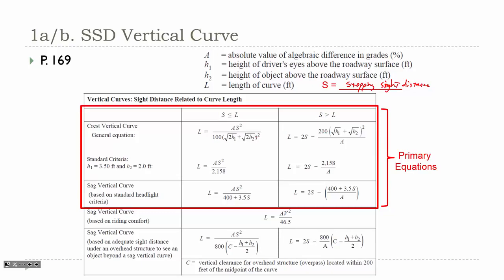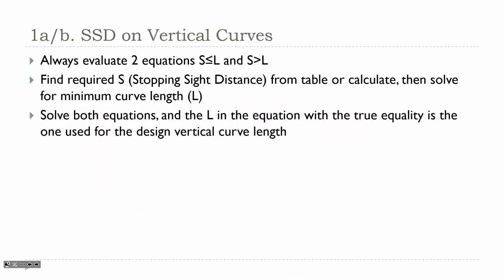If you're told you can assume the default values for H1 and H2, these two equations reduce to these two equations down here for that calculation. And then again, we've got A and S down here for the sag curve. So that's what I just mentioned. Always evaluate the two equations and determine which inequality is true.